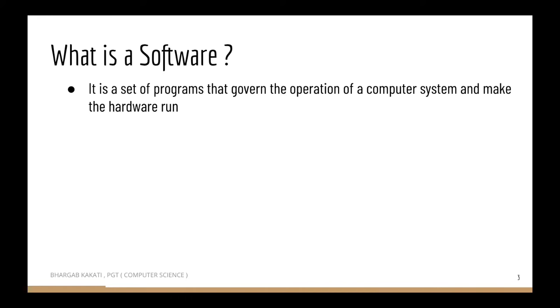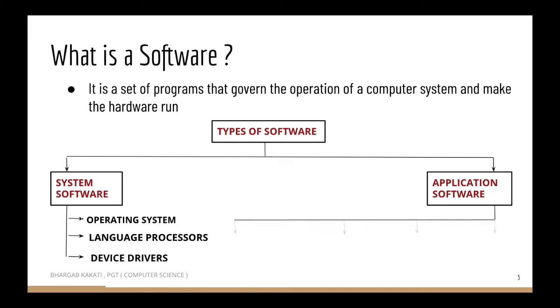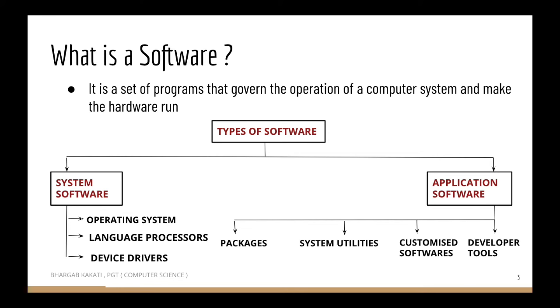So software is a set of programs which will help you in running the computer. There are different types of software available, which can be classified into two categories: system software and application software. System software can further be classified into three categories: operating system, language processors and device drivers. And application software is classified into four categories: packages, system utilities, customized software and developer tools.